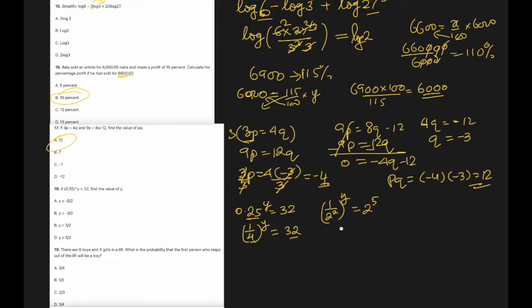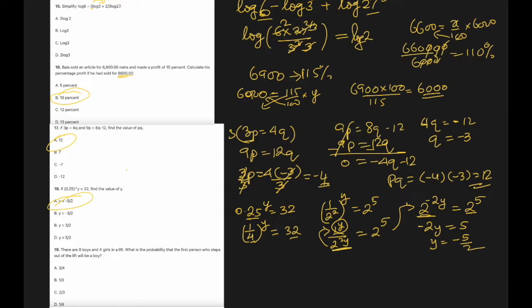That is 32. Okay. So now we can open this bracket. 1 to the power y over 2 to the power 2y equal to 2 to the power 5. 1 to the power anything is 1, so don't bother about it. 2 to the power 2y, when we bring it up and make it a numerator, the exponent will become negative. And now both sides have the same base. We can write minus 2y is 5 and y is negative 5 over 2.